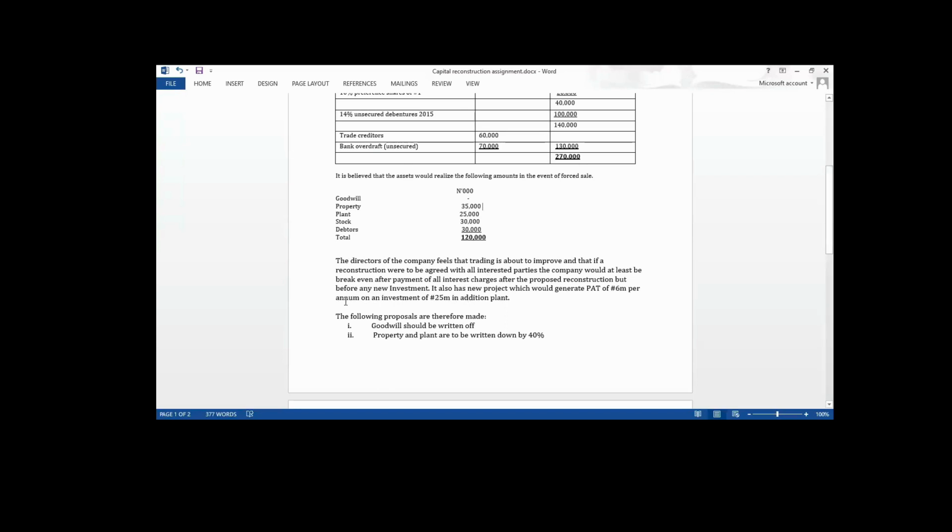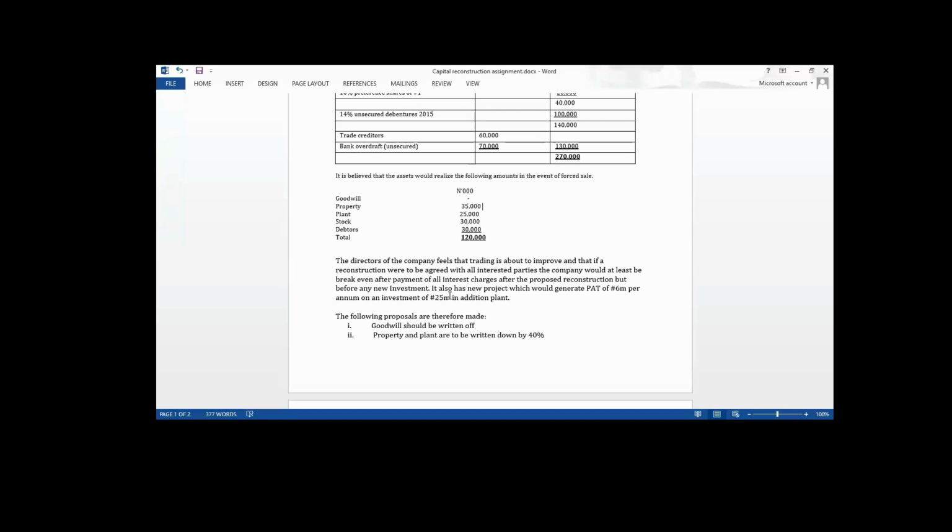After the proposed reconstruction, but before any new investments. The company will break even after we have paid all interest, after the proposed reconstruction, but before new investments. It also has a new project that will generate profit after tax of 6 million on an investment of 25 million in plants. Meaning, if we invest 25 million in plants, we are going to get profit after tax of 6 million.